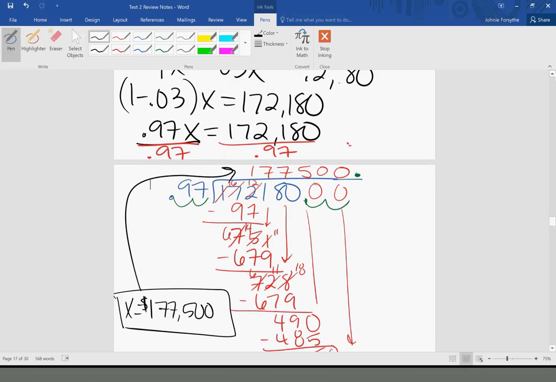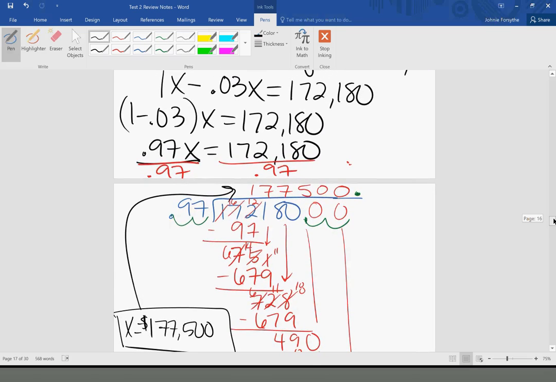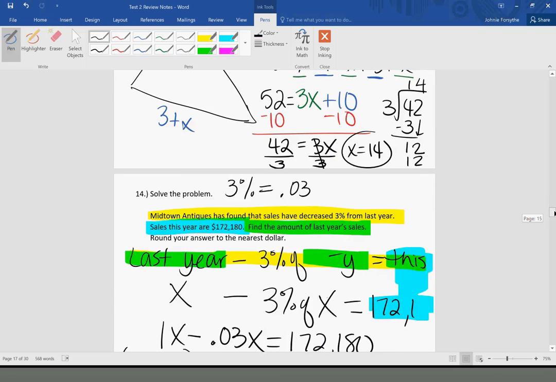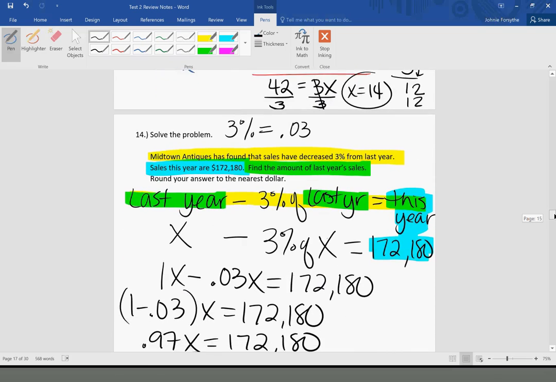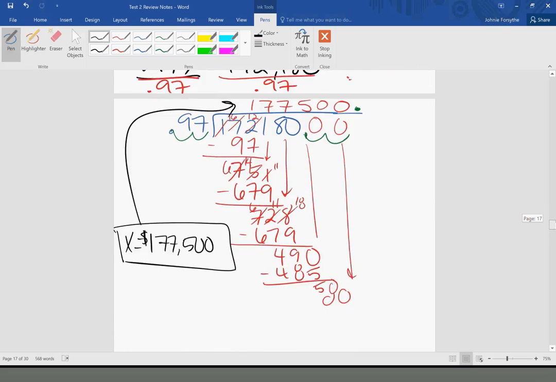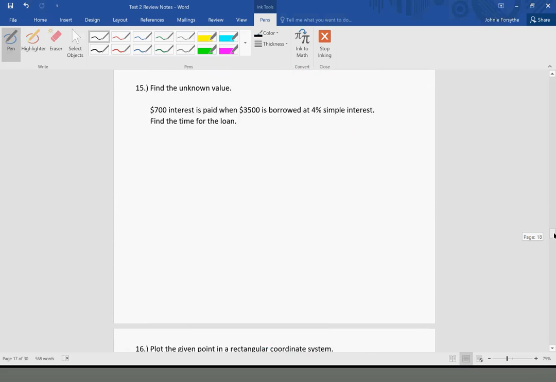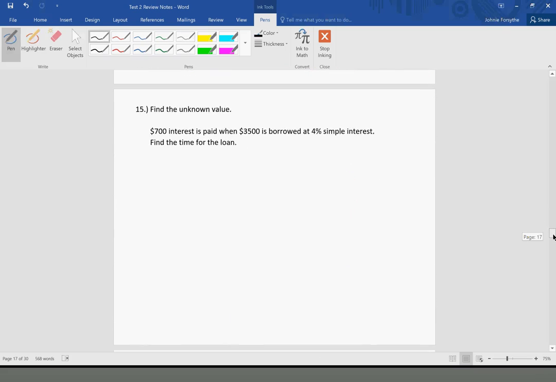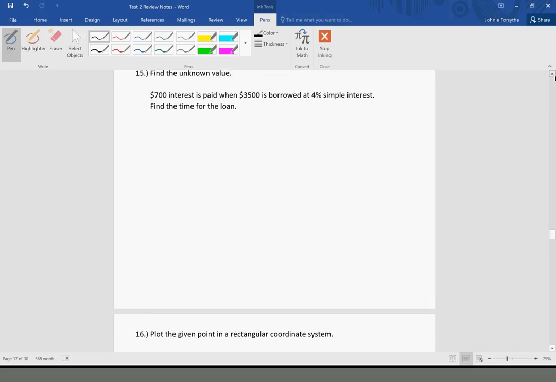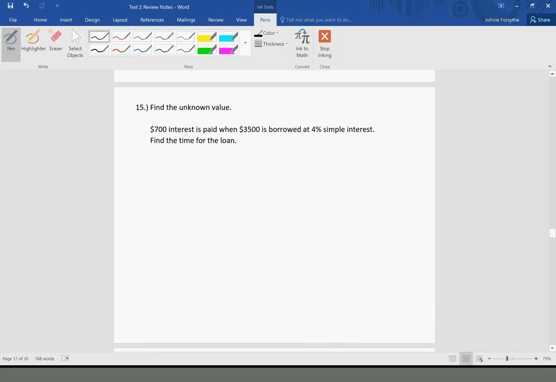All right. Okay, let's keep going. Find the unknown value. So we've got $700 interest is paid when $3,500 is borrowed at 4% simple interest. Find the time for the loan.